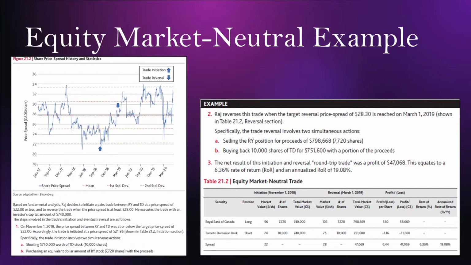So they started it by shorting $740,000 worth of TD stock and purchasing the equivalent dollar amount of the RBC stock. Next, when the price spread did increase and it reached around the mean, they reversed the trade. So you would have to sell your RBC shares, and with the proceeds, you'll buy back the TD shares that you shorted, and there will be a return on that money. So that is one way to use the equity market neutral strategy.